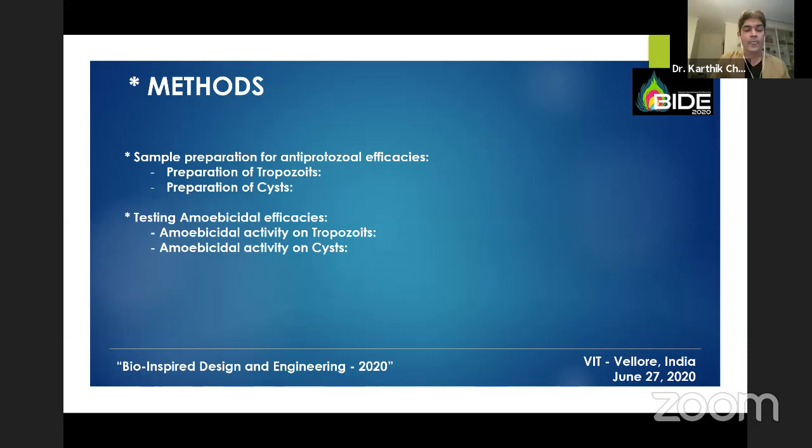But in a nutshell, before testing amoeba, one thing that we need to know is that Acanthamoeba exists in two forms. One is the trophozoite form and the other is the cyst form. The trophozoite form is normally the most active form, and it causes all the infections that we can look around, but it is also vulnerable to very harsh conditions.